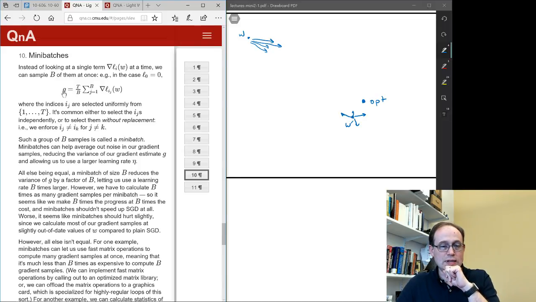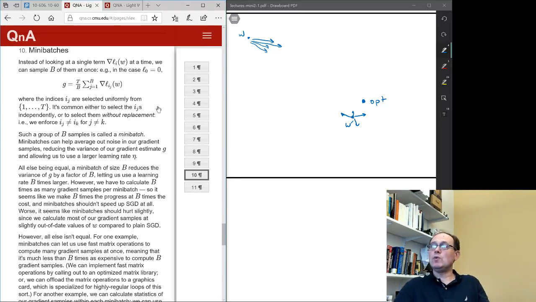And so when you do that, the estimate of your gradient is T times the average within your batch of the gradient of the ith sample, right? And so when B is 1, this reduces to the previous case.